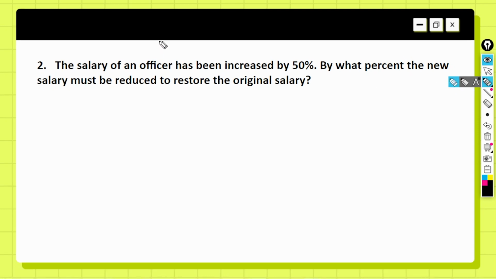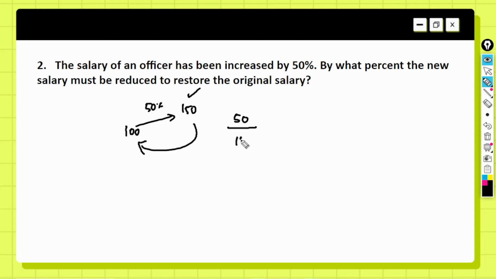And the second design problem: salary of an officer is increased by 50%. Let us use the traditional method. Let the salary be 100. 50% increase will give me how much? 150. And from 150, I need to restore to the original value. How much should I reduce? Change in value is 50, and the new value or base value now is 150. So once again, it's going to be 1 by 3. I have to reduce 33.33 percentage from the salary. We can apply the same shortcut here. So 1 by 2 increase will correspondingly give me 1 by 3 decrease. From decrease to increase is also vice versa.